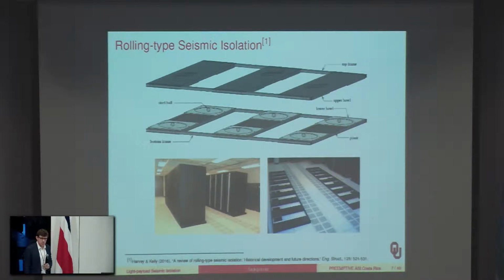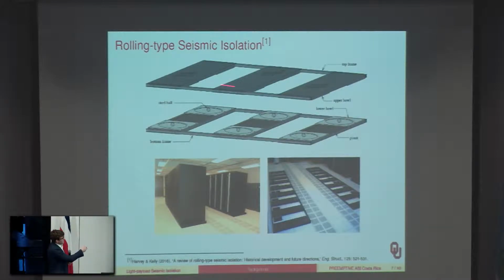The types of systems that I mainly focus on are rolling type seismic isolation systems. In the videos that y'all watched, there were lead rubber bearings, and a little bit of talk about friction pendulum bearings. These are more similar to those. This is a mechanism where, instead of sliding, there's rolling action. This is especially good for light payloads because you can get very low damping. You actually run into issues with very light pieces of equipment where you can't even overcome the friction, so you're not actually isolated at all.